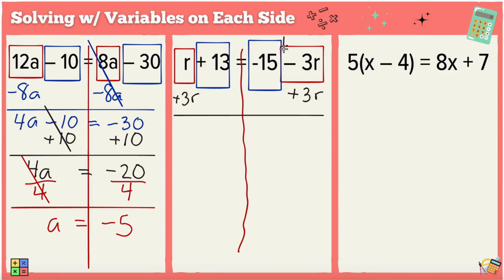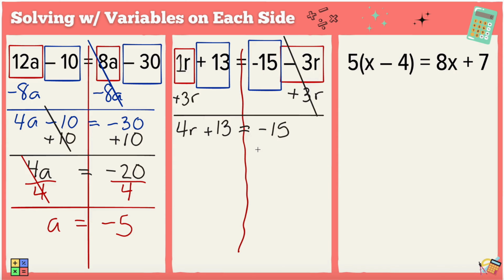The negative 3r and the positive 3r cancel out. But we need to realize before we write this down, this is actually 1 in front of the r. So we have 1r plus 3r. This will give us 4r plus 13 equals negative 15.